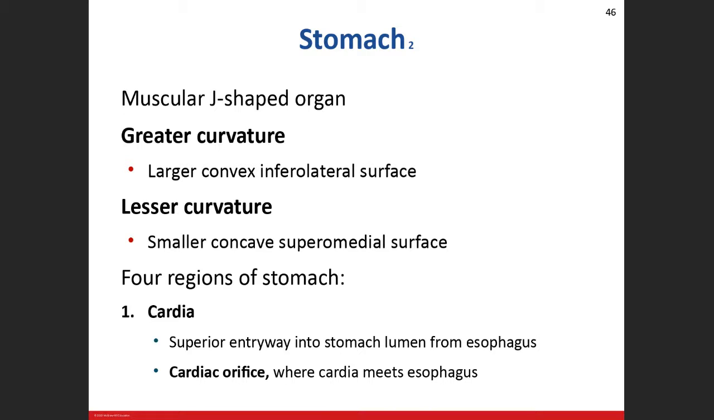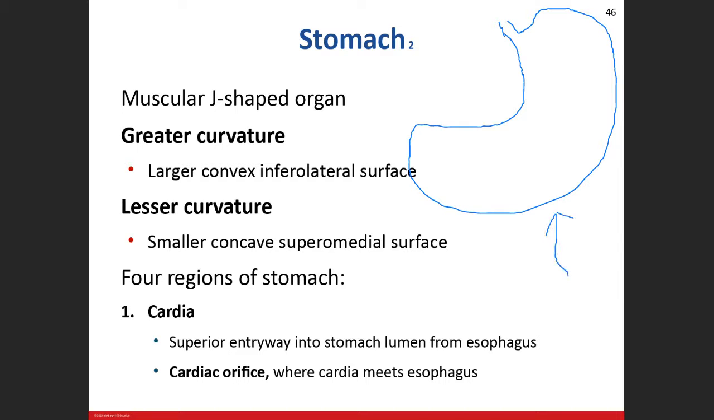So the stomach, to me, I know it's described as a J-shaped organ, but it looks kind of like a bean sitting on its side. This is a horrible drawing here, I apologize. So you have two curvatures. The big curvature here is going to be the greater curvature. The smaller one here is going to be the lesser curvature.